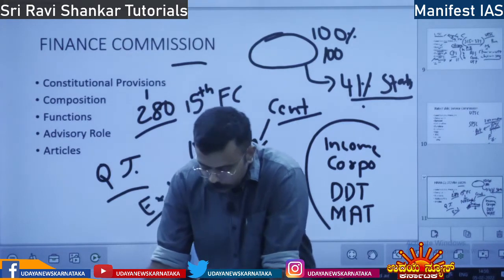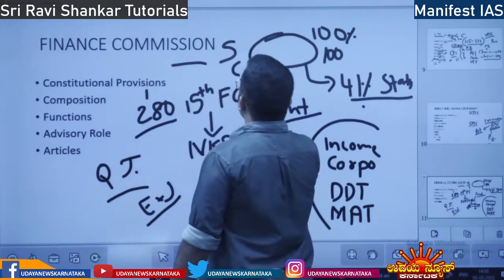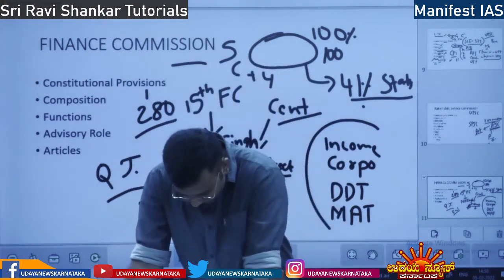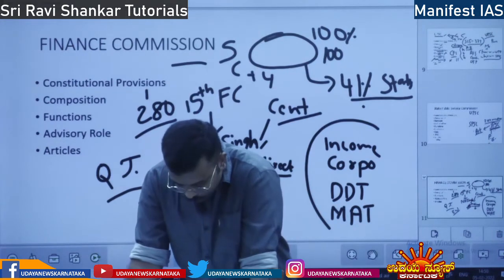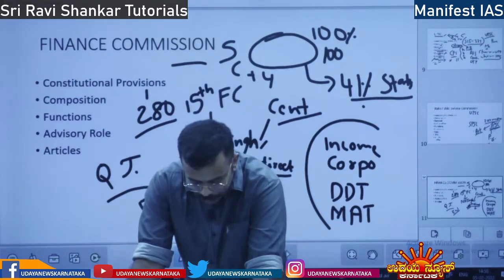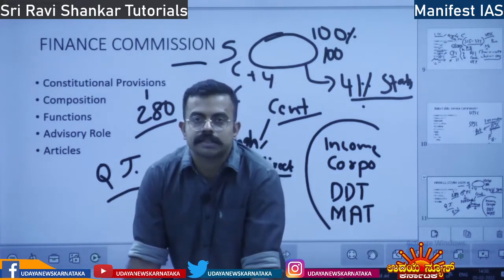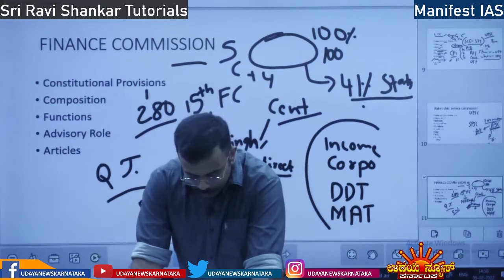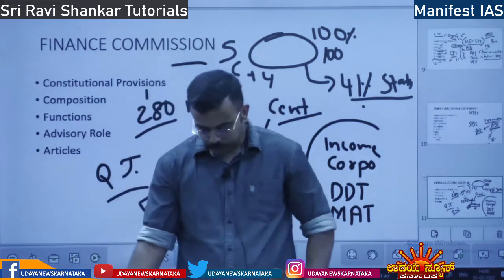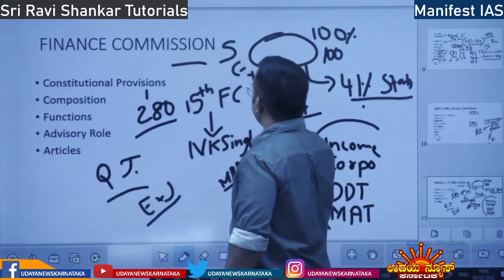Composition. What is the composition? The Finance Commission consists of 5 members, chairman plus 4 other members. The Constitution says the Parliament can determine the qualifications of members who can be appointed as members of the Finance Commission. Who determines it? The Parliament. So I told you there will be a chairman plus 4 members.